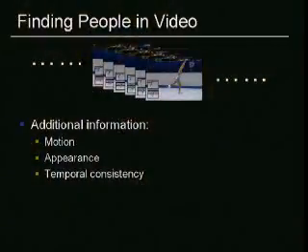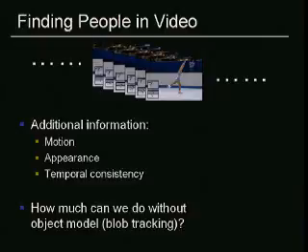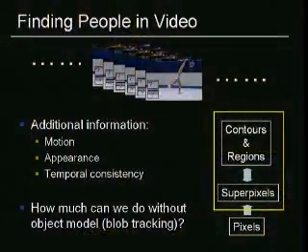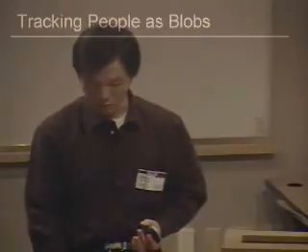The problem changes a little bit if you have the whole sequence to look at instead of just a single image. You have a lot of additional information, say motion, or maybe you have a good idea of the appearance of the human body, and maybe you also have temporal consistency. The question I want to ask is how much can we do without using the object model? In single frame detection, you have to use the body model, otherwise there's no clue. But now, can you do something without the body model? Here's the diagram I use. Without actually using object knowledge, what can you do?